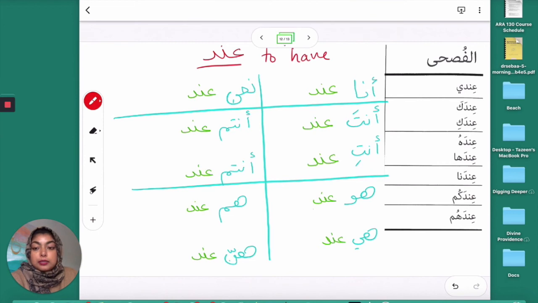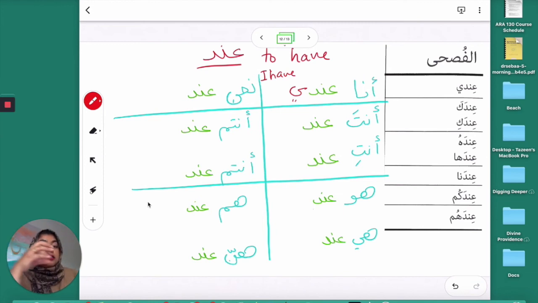So if I want to make something mine, what do I do? I add the ya to the end. عندي, meaning I have. Okay? Meaning I have. Okay. So عندي, I have, meaning عند, something that is had by me, right? So something that is possessed by me. Notice how all of these have to do with possession. Okay. So عندي, I have.